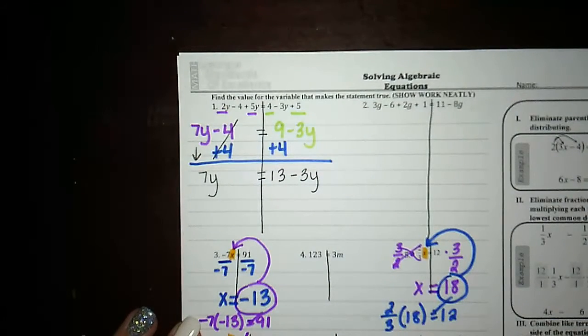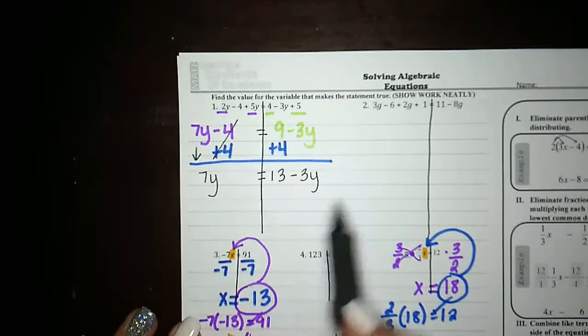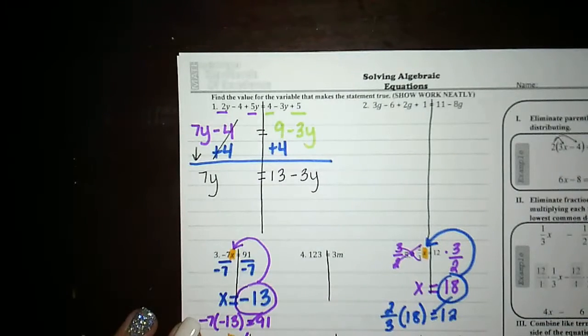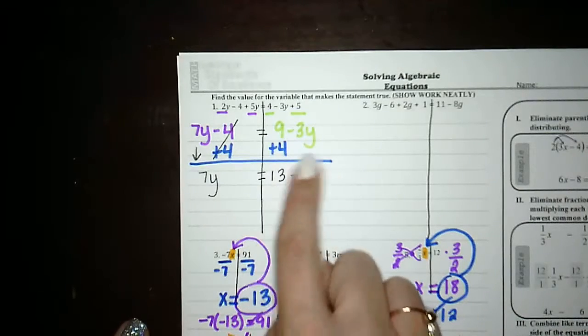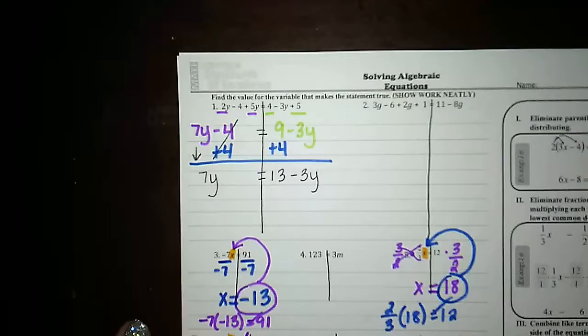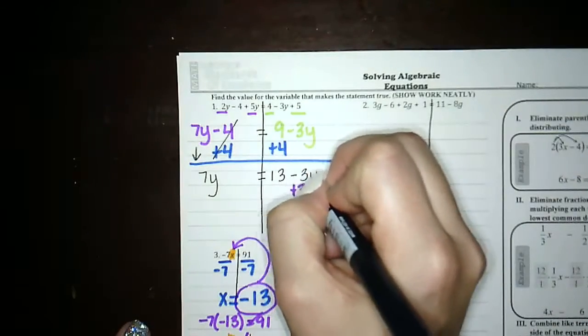Now what can be moved to the other side? I have a y over here. I need to move this other y over here because there's nothing to do with this 13. It's by itself now. So I have a positive 3y. I'm going to add 3y on both sides.